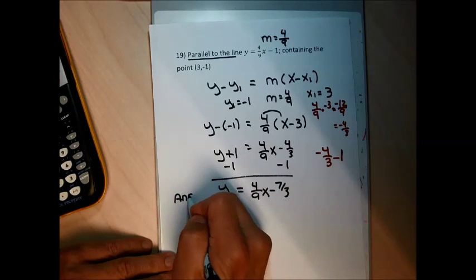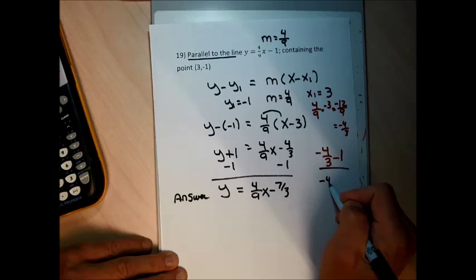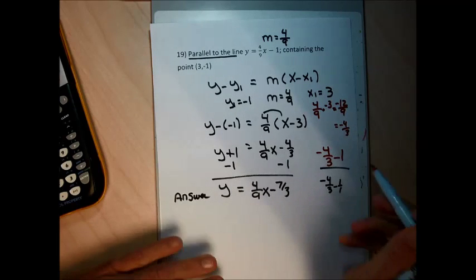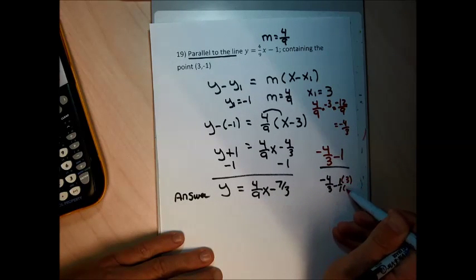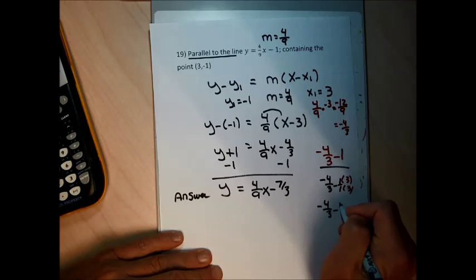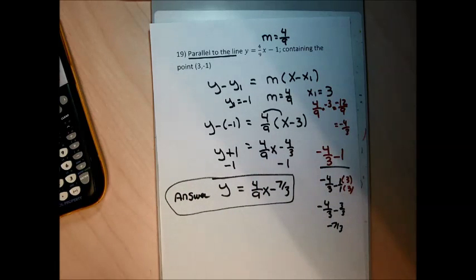I have like 20 seconds to do this by hand. To do this by hand, you'd have to go -4/3 minus 1/1. Multiply the 1/1 by 3/3. It'll give me -4/3 minus 3/3, which is -7/3. So I'm going to pause the video. I'm going to do a part 2 for problems for the rest of the review.